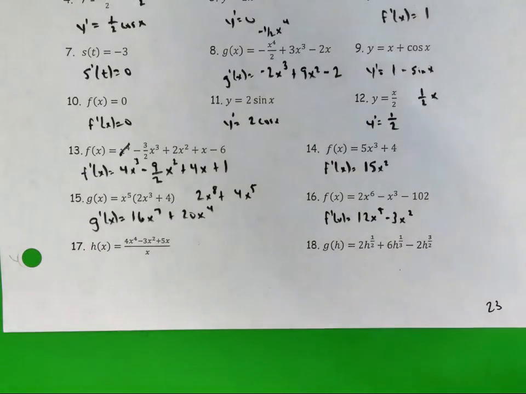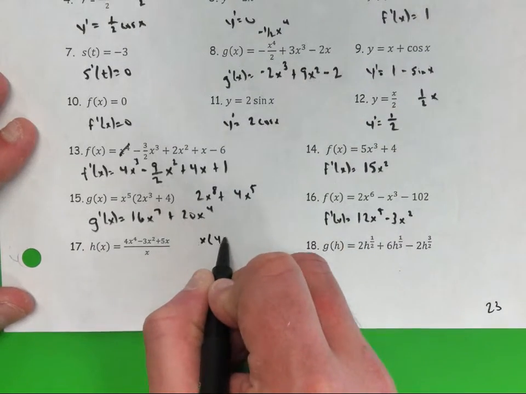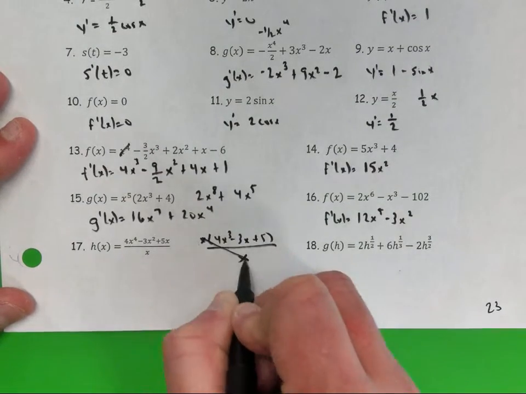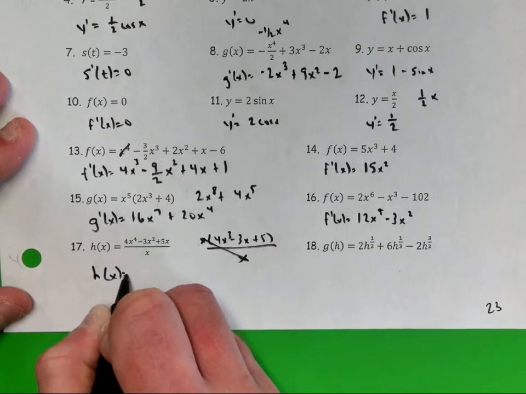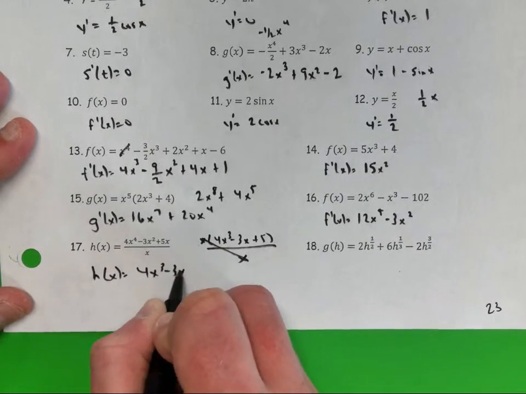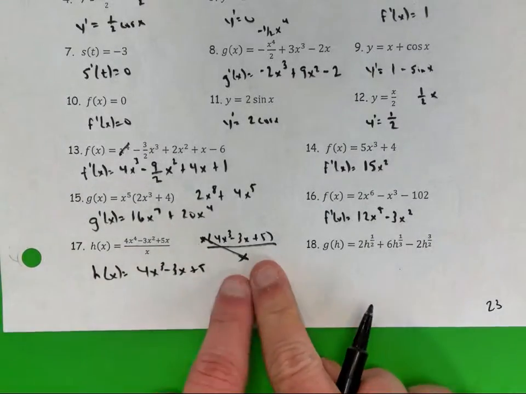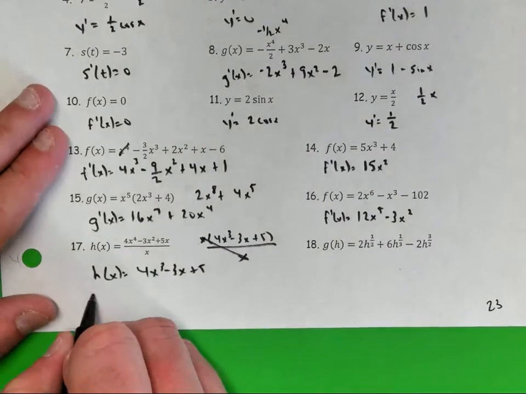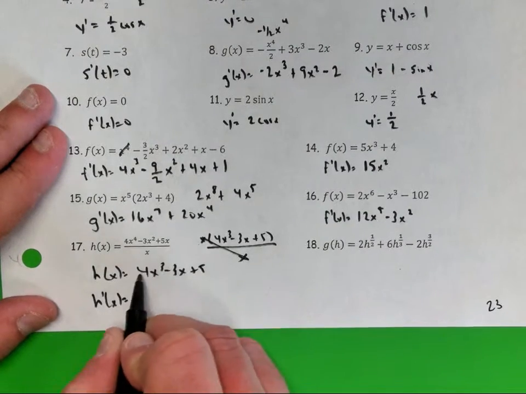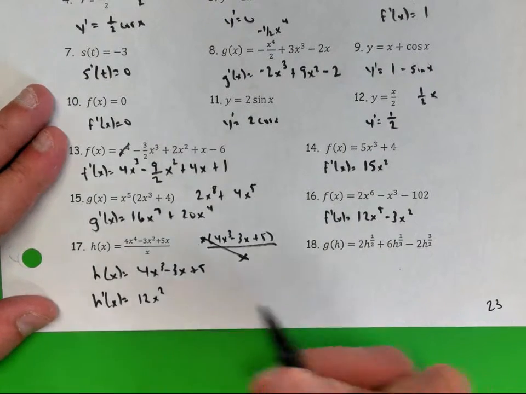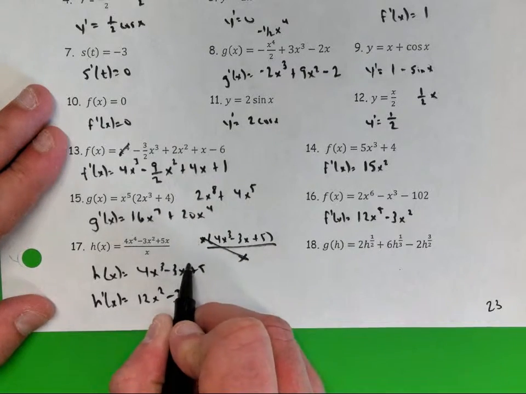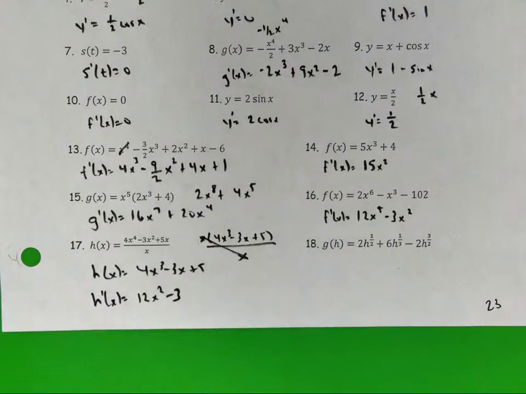So on number 17, I'm going to take an x out. Cancel that out. I'm simplifying it before I start. You see that, Luke? I simplified it. Okay. Now, I'm on to the derivative. H prime of x. 3 times 4 is 12. Take 1 off. That's minus 1, is 2. 1 times negative 3 is negative 3. 1 minus 1 is 0. And then the derivative of 5 is 0. So my derivative there is 12x squared minus 3.